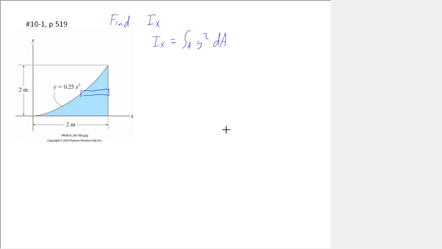Okay, so I'm going to use a horizontal differential element. And we're going to do the same thing, label the base times the height. The height is going to be dy. The base is going to be 2 minus x. x would be this distance from here to here. So our dA equals 2 minus x dy. y is equal to 0.25 x cubed, so that means that x is equal to the cube root of 4y.